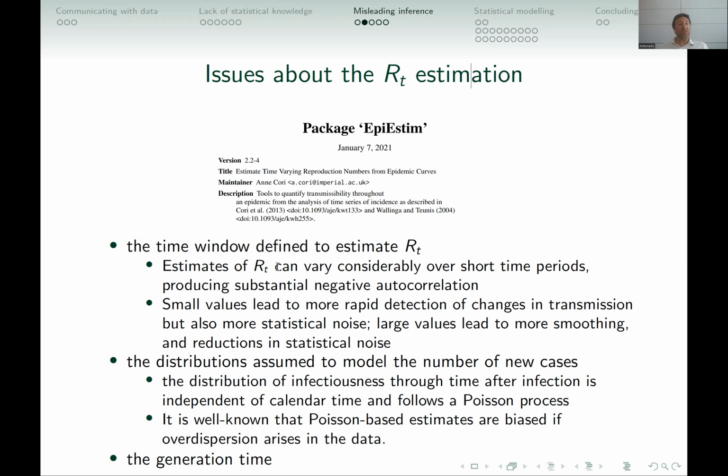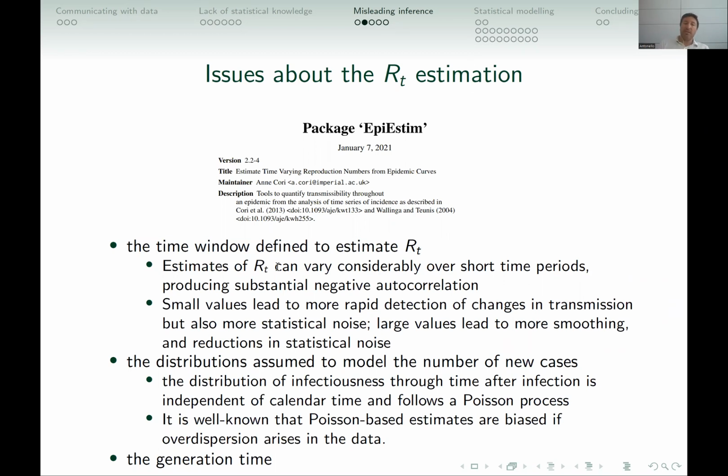The second aspect is the distributions. Rt refers to the number of cases, which can be represented by a count variable. The most famous count distribution is the Poisson, but the Poisson has a quite strong assumption about the mean, the expected value, and the variance. The mean and the variance are exactly the same under the Poisson model. In the data, this is not the case. There is what is called overdispersion, so the variance is much higher than the mean.